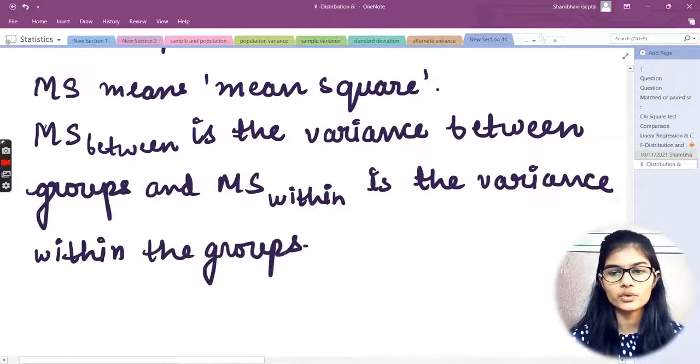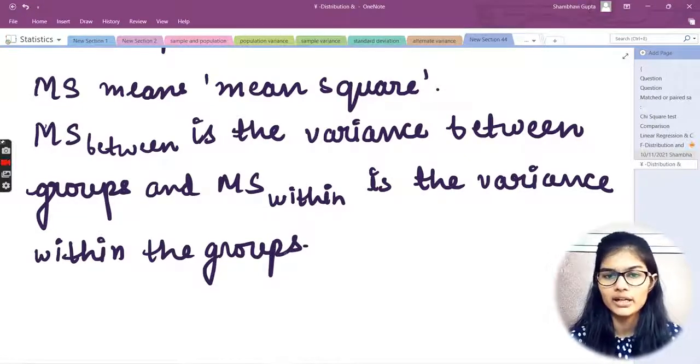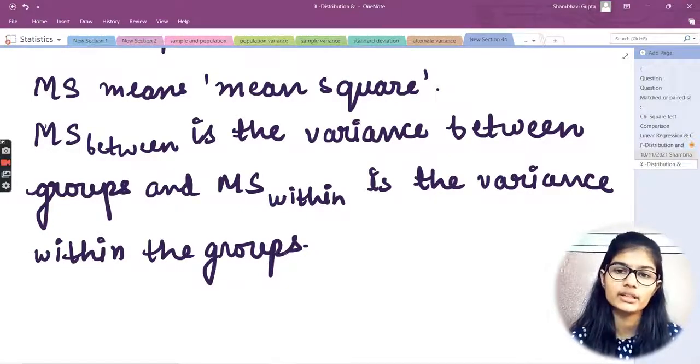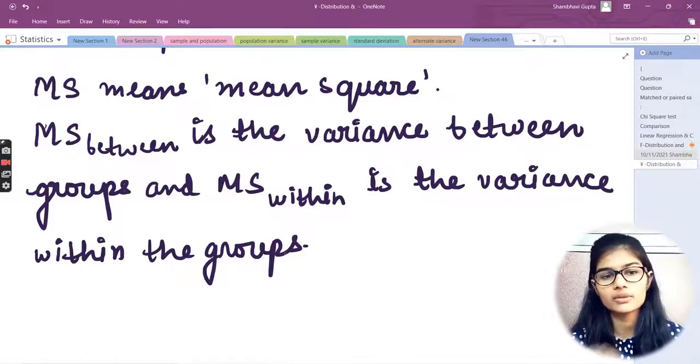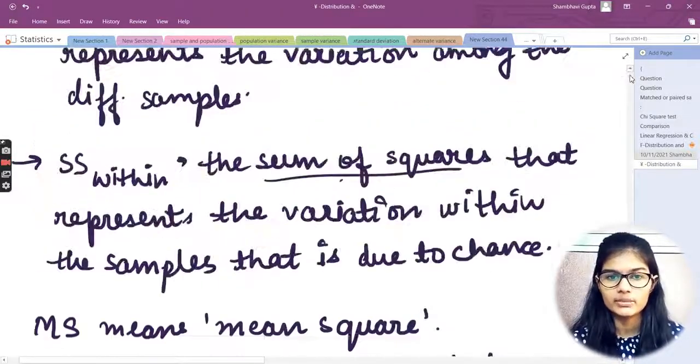So that was about MS, the mean square. MS between is the variance between the groups, and MS within is the variance within the group. Both are different things. When I talk about variance between the groups, that is one thing, and when I talk about variance within the groups, that's again a different thing. So this is about MS, the mean square. Let me take you to above a little bit once.